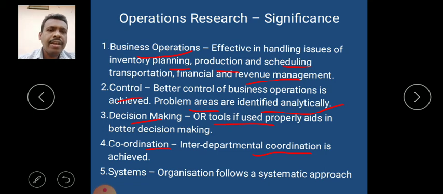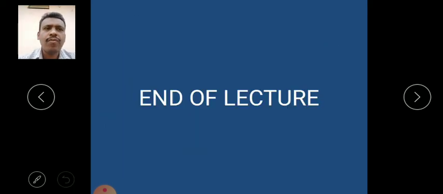On the other hand, it also helps in systematic way of operating of an organization. That is how managers can operate in a business scenario or in an organization in a very systematic way. So these are some of the significance or importance of operations research.